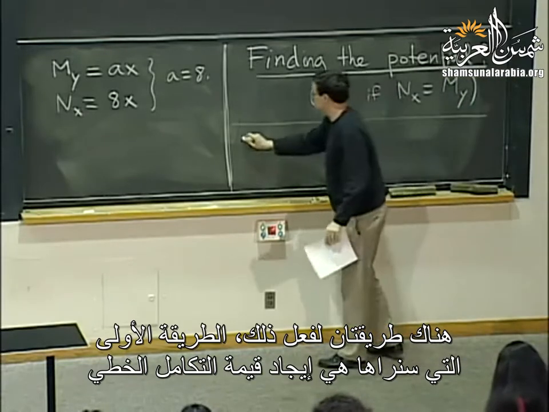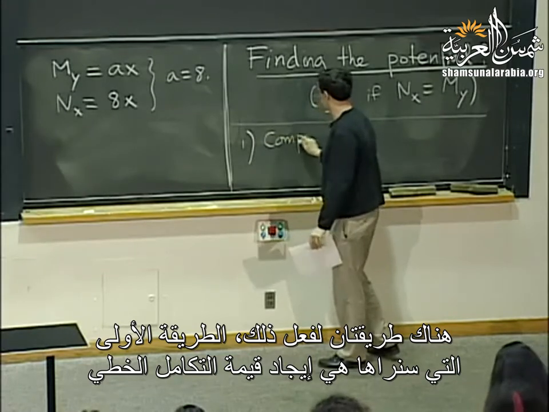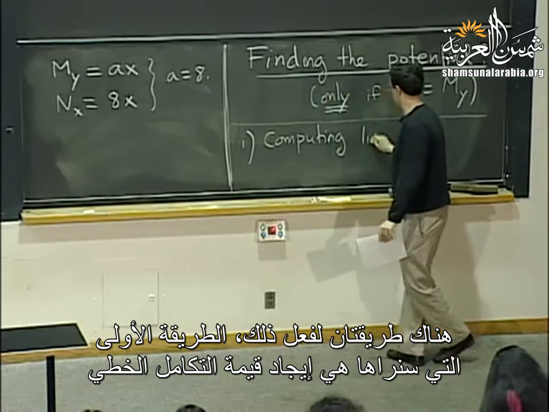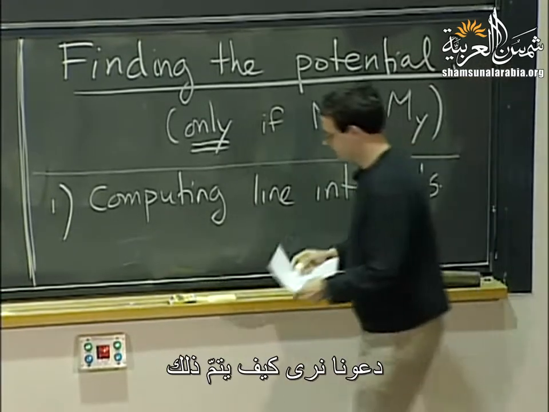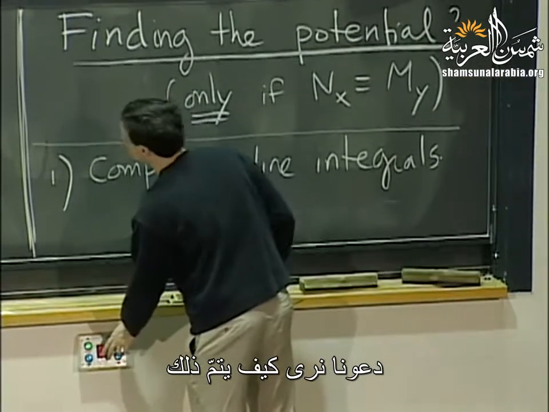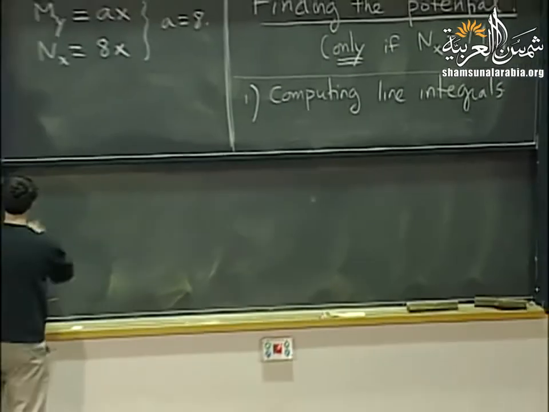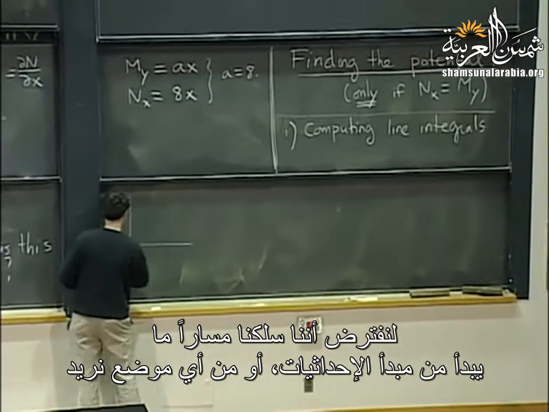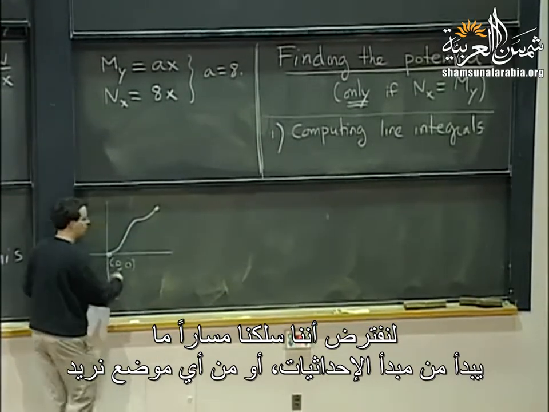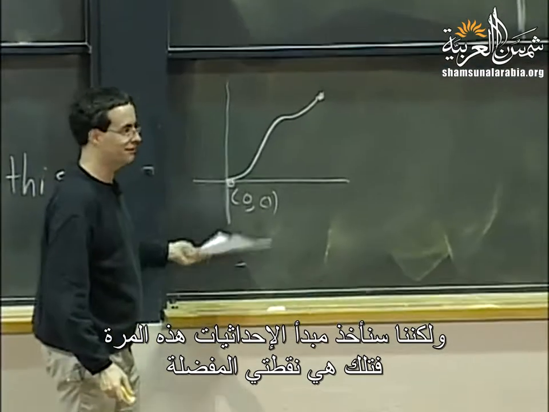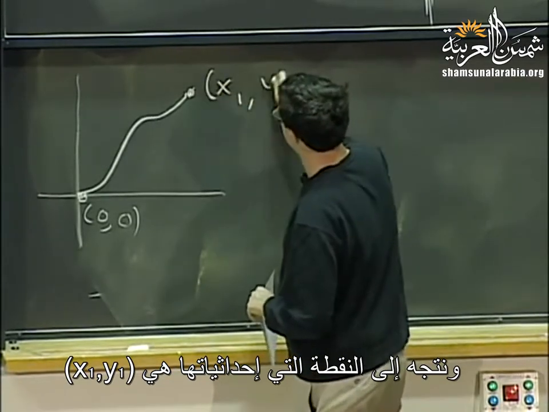So there's two methods. And the first method that we'll see is by computing line integrals. So let's see how that works. Let's say I take some path that starts at the origin, or actually anywhere you want, but let's take the origin. That's my favorite point. And let's go to a point with coordinates, say, x1, y1.